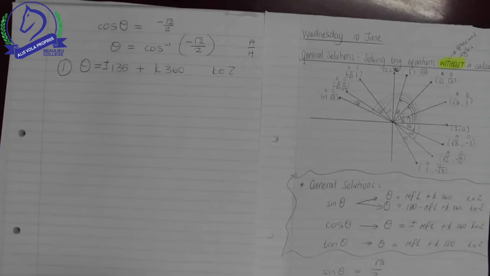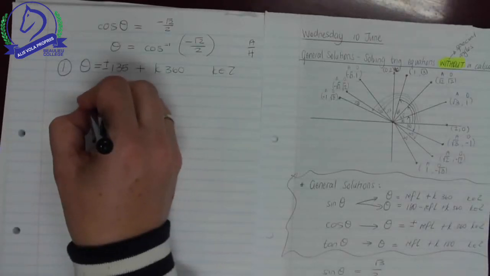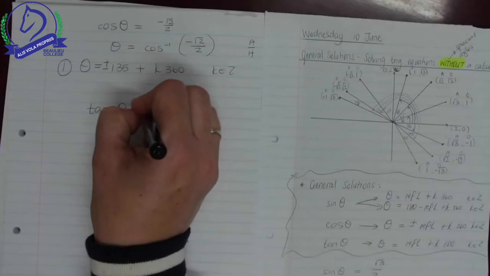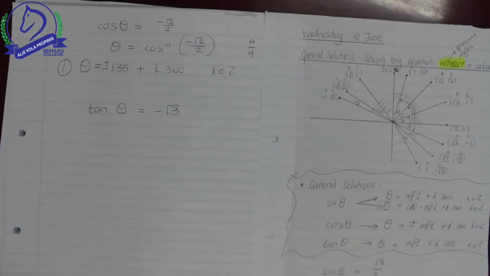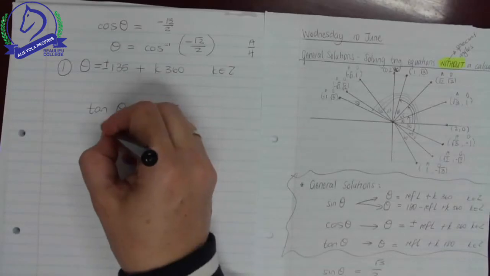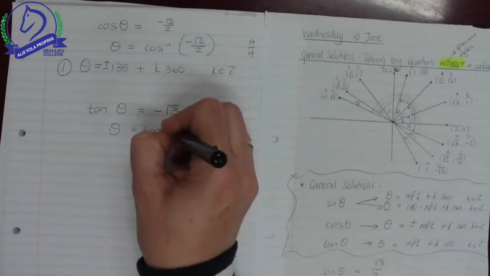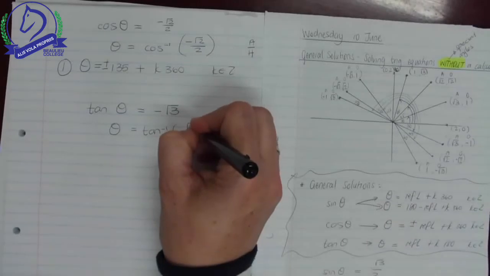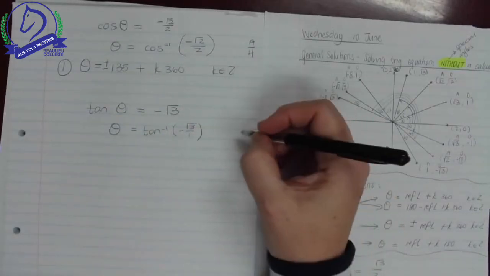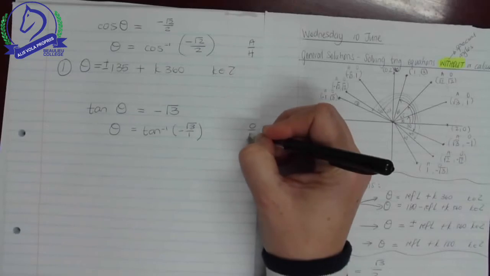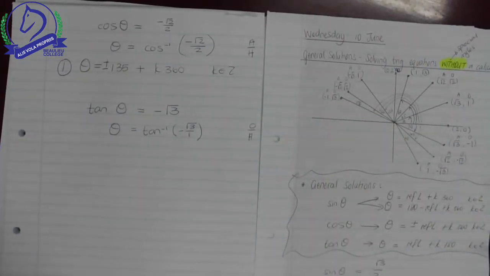Okay, not that bad. What if I say to you, you have tan theta equal to minus square root 3. Without using a calculator, give this general solution. So I know theta is shift tan minus square root 3 over 1. Why am I doing that? Because tan is O over A. So I want to go see where do I have an O value of negative square root 3.